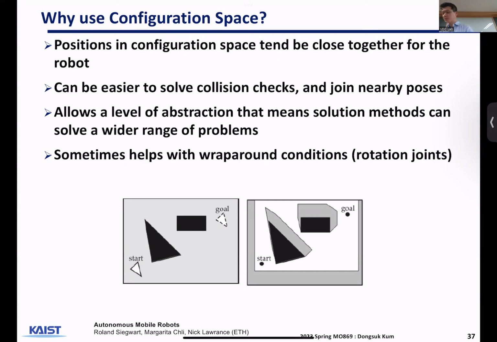Positions in configuration space tend to be closer for the robot. It can be easier to solve collision checks. It allows a level of abstraction, which means solution methods can solve a wider range of problems. Sometimes it helps with wraparound conditions.